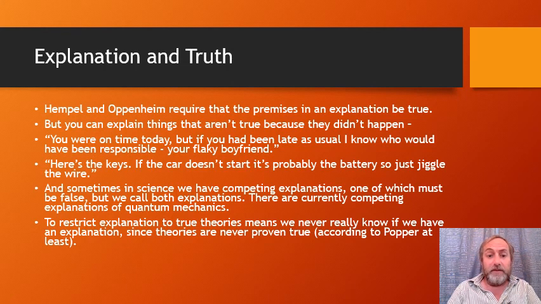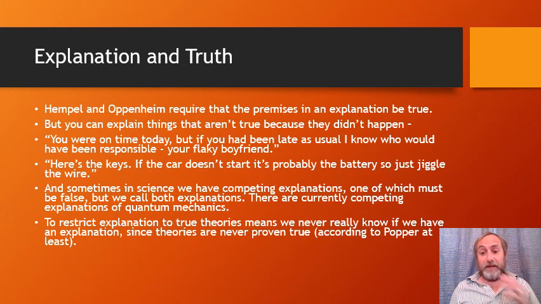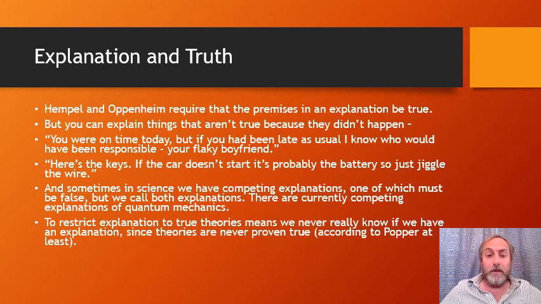And even in science, right? So those are everyday explanations. But in science, like in quantum mechanics, the cutting edge fields where we don't have all the answers, we'll have competing explanations, right? And one of them has to be false. They can't both be true. And yet we still call them both explanations, right?